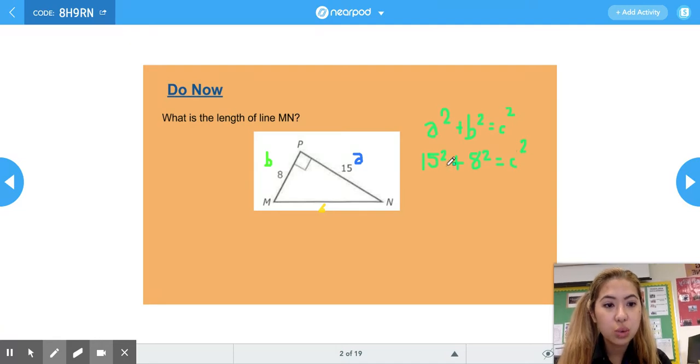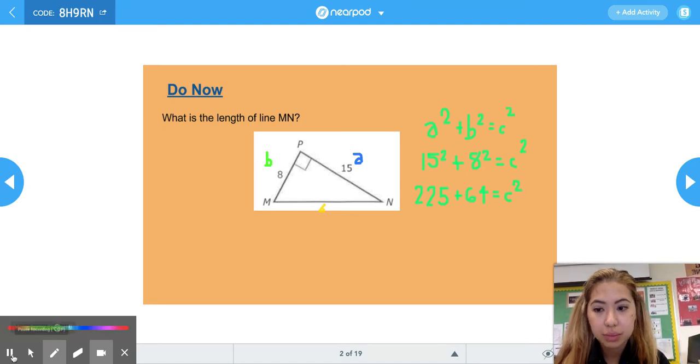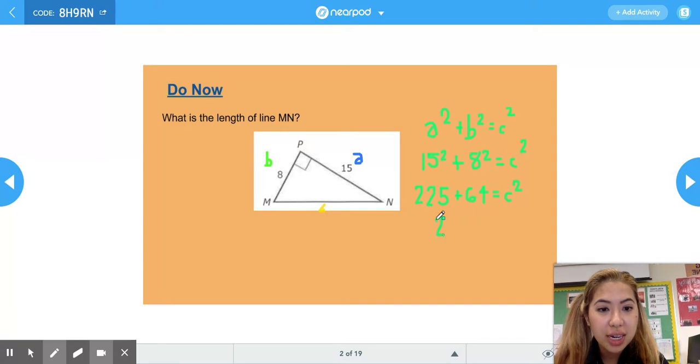So 15 squared is the same thing as 15 times 15, and that is 225. 8 squared is the same thing as 8 times 8, which is 64. So we have 225 plus 64, which is 289. So we have 289 is equal to c squared.